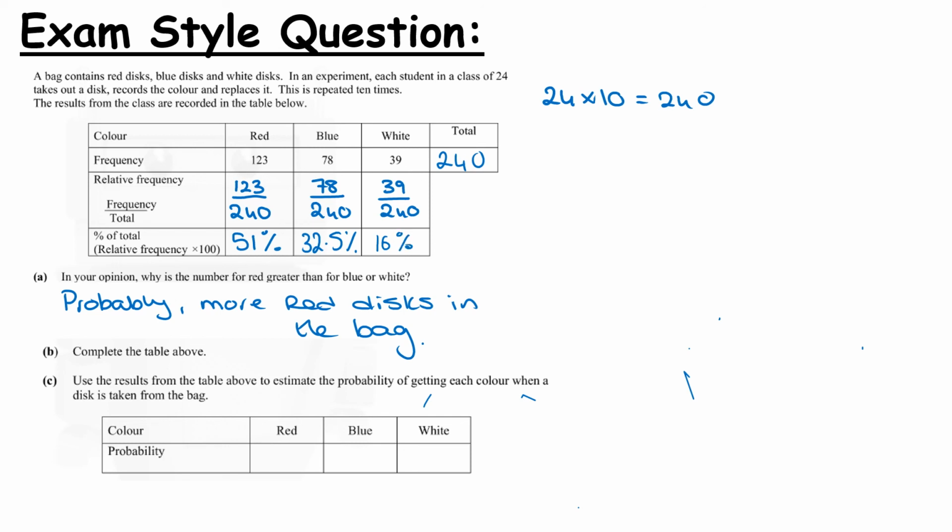So actually I'm going to round up that 32.5, they didn't tell us about anything, I'm going to round it up to 33%, so we don't have any decimals. So we have 51%, 33%, and 16%.